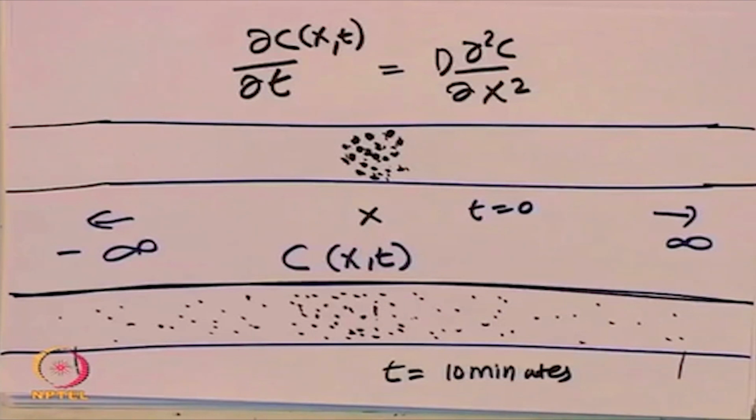Now, knowing C of x comma t, we can ask another question, which may be of interest to us. Let us say we put a drop of molecules, protein, let us say you put some drop of ink or some protein, let us say actin or any other protein that you like.